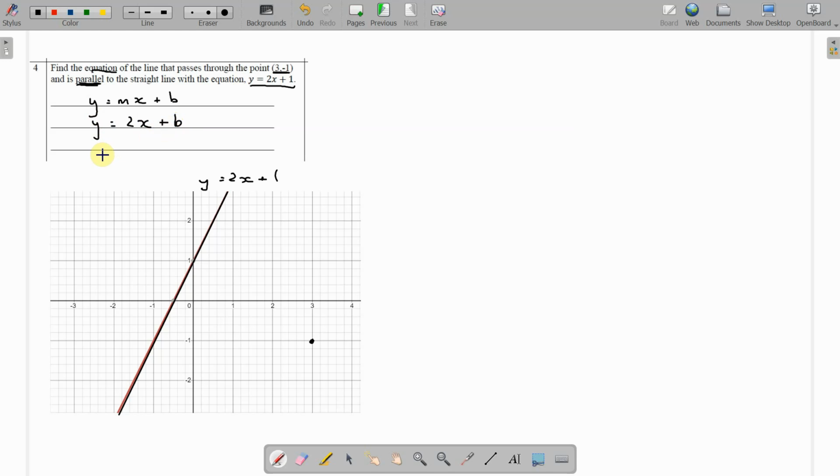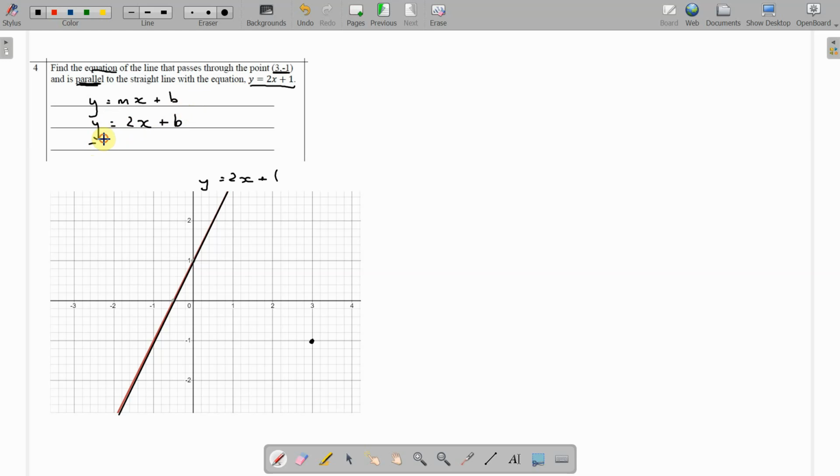So that's what you do when you're doing this sort of question. Equation of a line that passes through a point parallel to this. You do this part for the gradient. Then for the rest of it, we've got to eliminate all the variables except 1. And the way to do it is use 3 for x and -1 for y. And when we do that, we're going to be left with just our plus b.